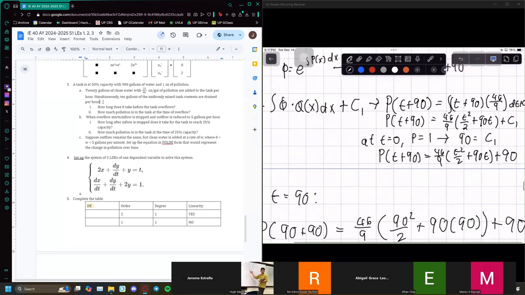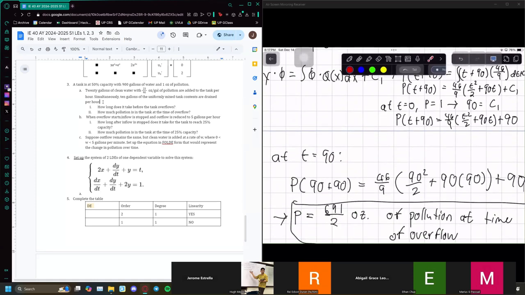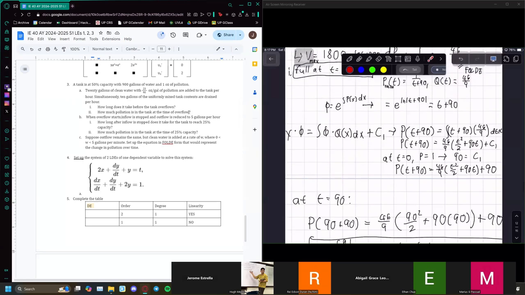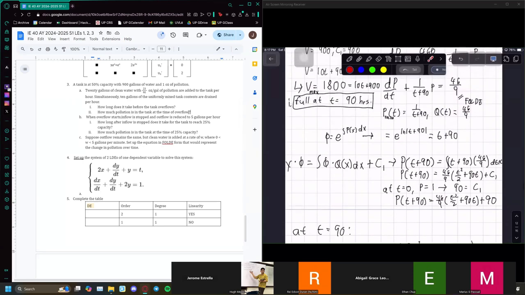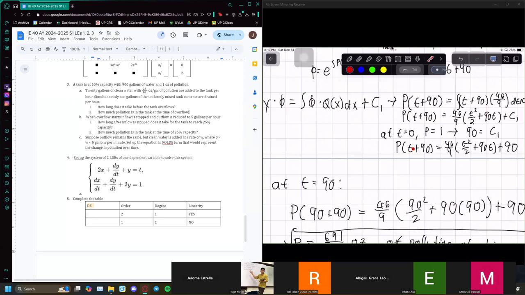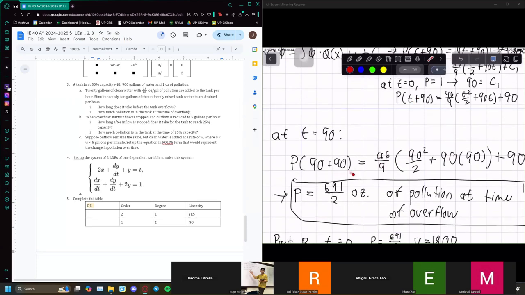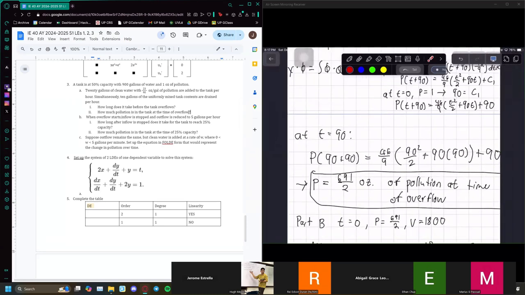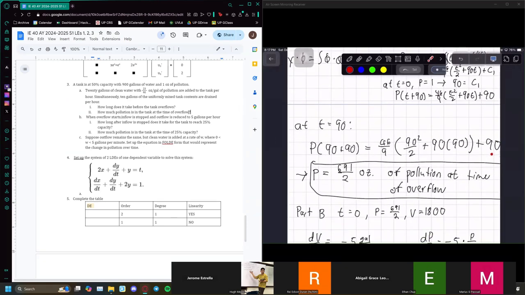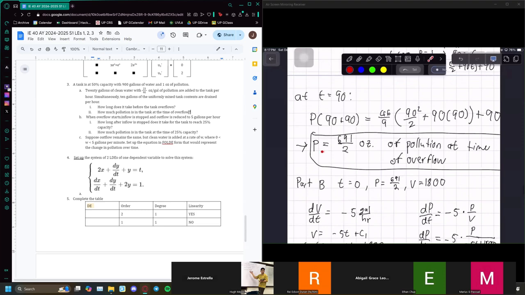Okay. So now, the original question is, how much pollution in the tank at the time of overflow? We know that the time of overflow is t equals 90. So we just substitute 90 into t and then algebra it to get the answer. I think you guys can do algebra, so I didn't put the whole solution there. The answer is just going to be 691 over 2 ounces.